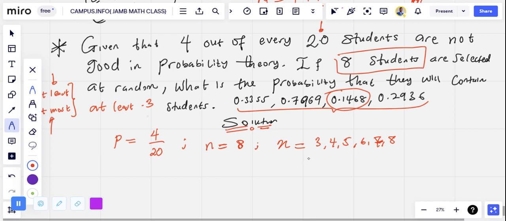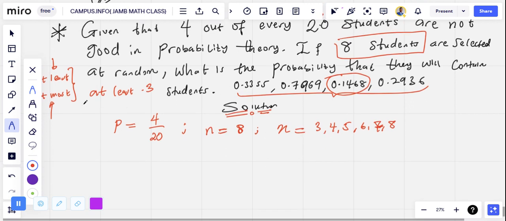Guys, that means you need to do the one for 3. Just like what we did previously. Yes, we've done the one for 3. We got 0.1468. Now, that's for 3. Then you still need to come back to that formula again. You start afresh again, and then you now use when x is equal to 4. You get another answer for that. You start afresh again, and then you now use when x is equal to 5.